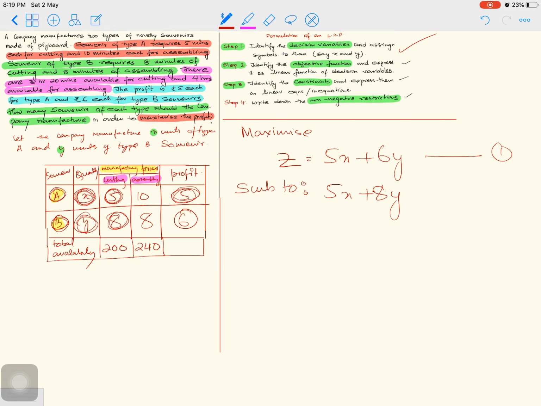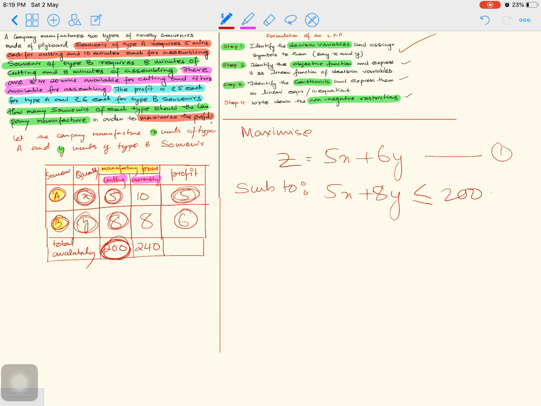So 5x plus 8y would be the total time only for cutting. And how much time do you have for cutting? 200 minutes. That's the total availability. So 5x plus 8y, that is the total time for cutting, has to be less than equals to 200. So that's how we put symbols, okay? Because the question says there are only 3 hours and 20 minutes available for cutting. You can't exceed more than 200 minutes. So that is my first constraint.